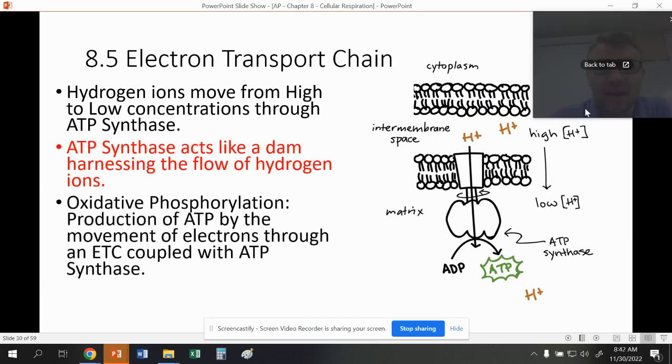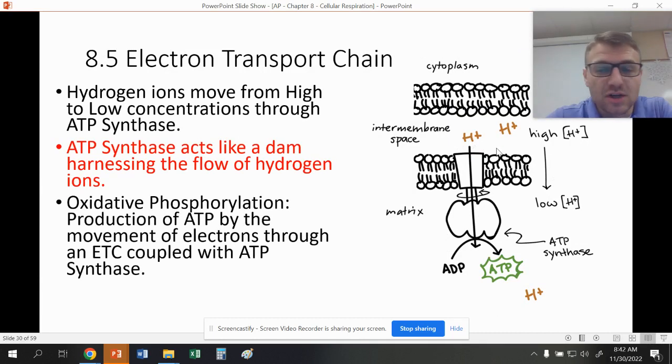Hydrogen ions move from the areas of higher concentration to lower concentrations, and just like in the light-dependent reactions, they're going to move through ATP synthase. This is going to make it turn, and it's going to force that phosphate group onto ADP, making it ATP. Now, this is called oxidative phosphorylation.